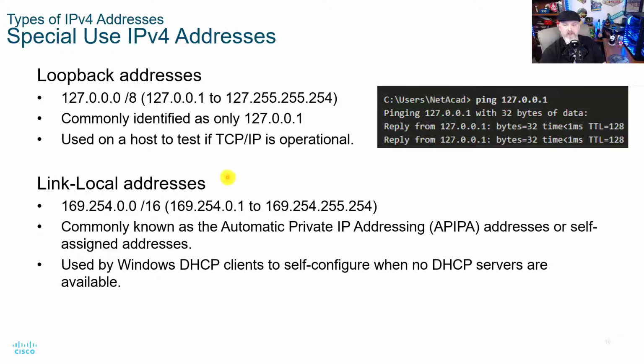There are link local addresses, 169.254.0.0/16. That's commonly known as APIPA, or automatic private IP addressing. It is used by Windows DHCP clients to self-configure when they cannot find a server. So if a Windows client boots up and it cannot find a DHCP server, it will assign itself an IP address in this range so that the network card can at least have networking ability. It will not be able to see anything on a local area network unless that is in that range, in that host range. But at least it boots up working.